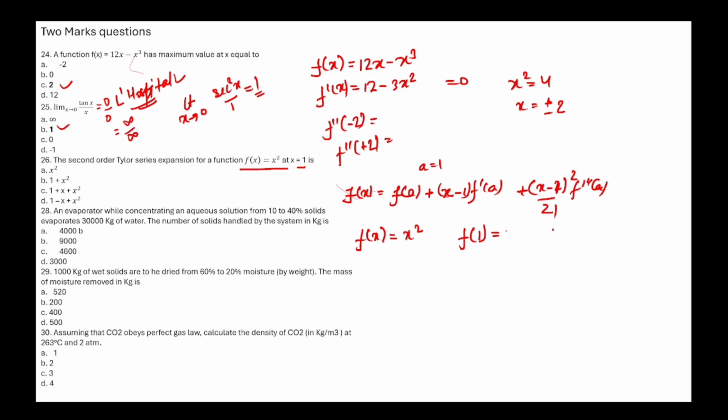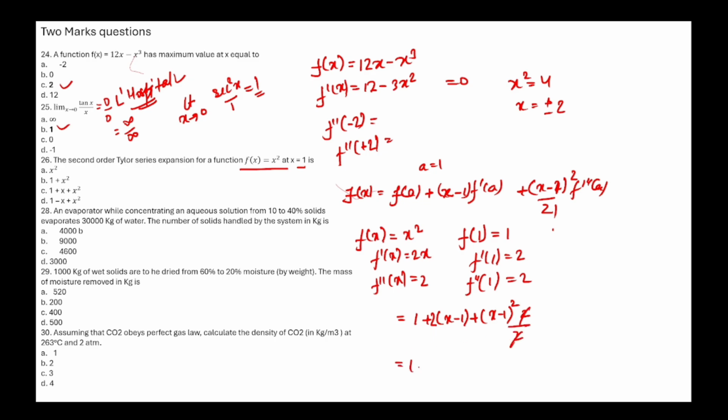So f(1) is equal to 1. F dash x is equal to 2x, so f dash 1 is equal to 2. F double dash x is equal to 2, so f double dash 1 is equal to 2. Now putting in all the values: f(a) is 1 plus (x minus 1) into 2, plus (x minus 1) square into 2 divided by 2 factorial, so the 2s cancel out. Now solving this: 1 plus 2x minus 2 plus x square plus 1 minus 2x. So x square is the answer.